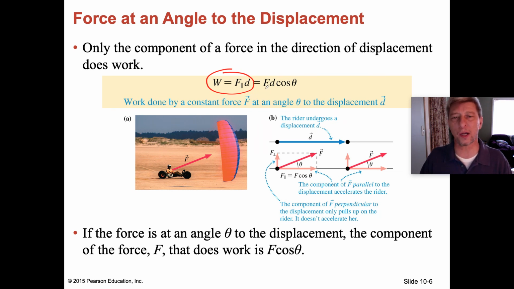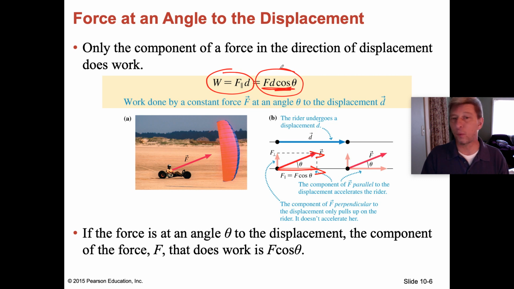Or we can use our knowledge of two-dimensional kinematics and write it as F times D times the cosine of theta, right? Because if this represents the force, then it is this component of the force, because the dirt bike is moving horizontally. So F parallel is equal to F times the cosine of theta. Therefore, we can write this as F times the cosine of theta times D, or as FD cosine of theta. So if the force is at an angle theta to the displacement, the component of the force F that actually does work is F times the cosine of theta.